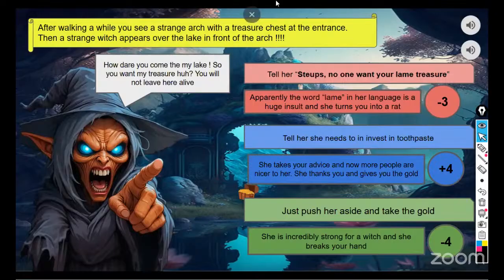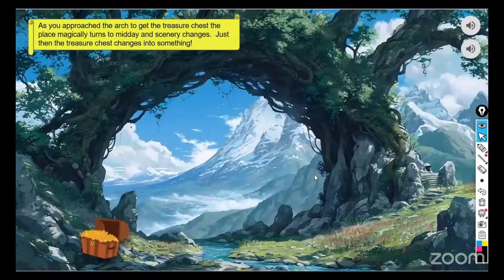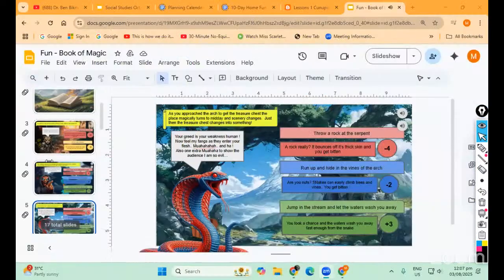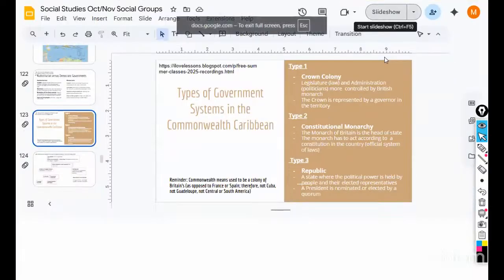All right, let's go back to our, okay, wait, come back, come back. We'll do this one after. All right, let's go back to our notes.